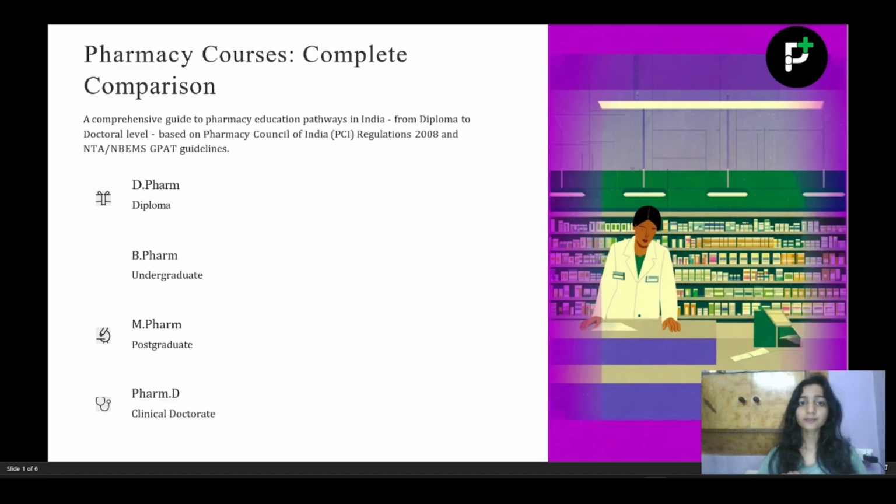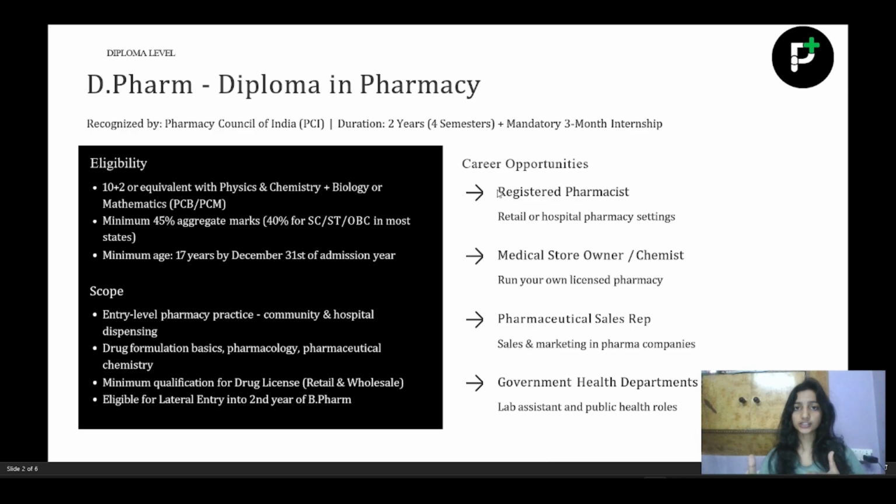So let's get started. Our first course is D.Pharm, which includes a 2-year session with 4 semesters and a 3 month mandatory internship. The eligibility criteria to enroll in D.Pharm is +2 with PCM or PCB with approx 45% aggregate marks, and your age should be 17 years by the 31st of that admission year. And if I talk about scope in D.Pharm, it is community, hospital dispensing, drug formulation, basic pharmacology, and much more.